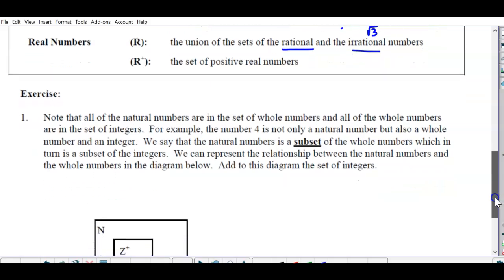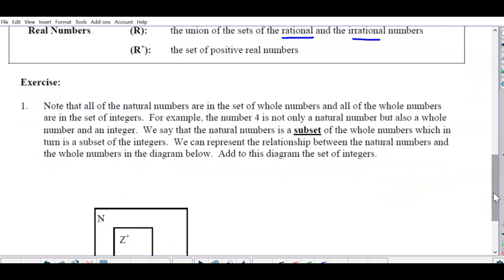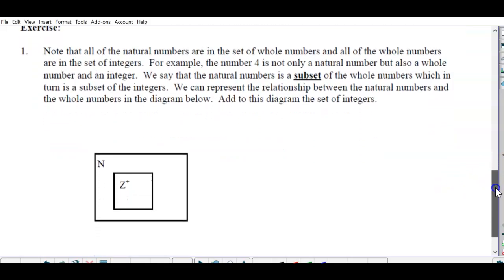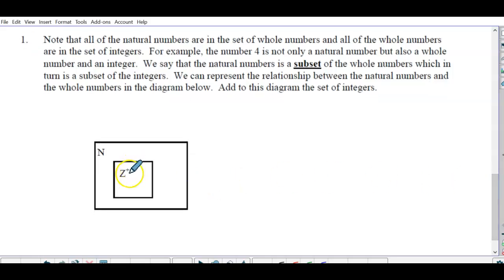Okay, so let's do some work here. Note that all of the natural numbers are in the set of whole numbers, and all of the whole numbers are in the set of integers. For example, the number 4 is not only a natural number, but also a whole number and an integer. We say that the natural numbers are a subset of the whole numbers, which in turn is a subset of the integers. We can represent the relationship between the natural numbers and the whole numbers in the diagram below. Add to the diagram the set of integers. So here are your natural numbers. These are your whole numbers. These are your natural.